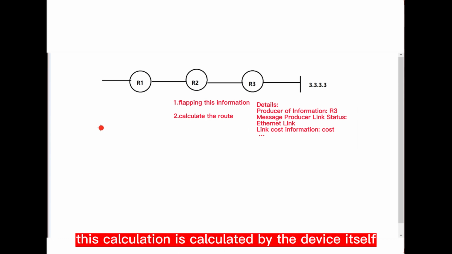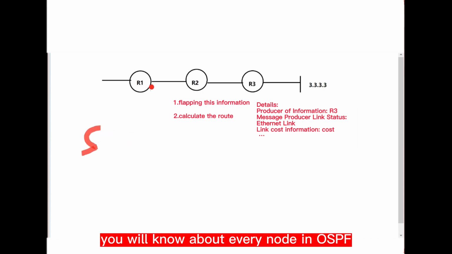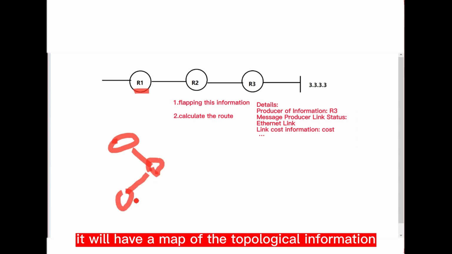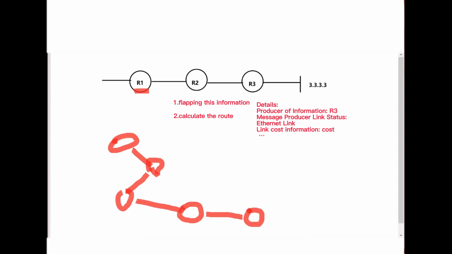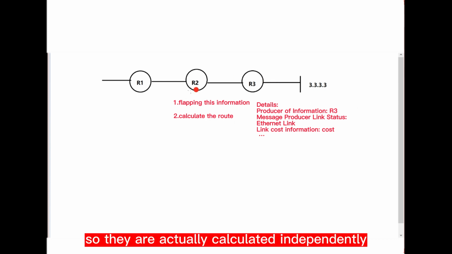This calculation is done by the device itself. Please pay attention, it's not the same as RIP. In the future, when you reach the NP stage, you will learn the SPF algorithm. You will know about every node in OSPF. For example, this is R1. It will have a map of the topological information about the overall network. You can understand it as each of them having their own separate path to all places on the whole network. Everyone's picture is different, so they are actually calculated independently.